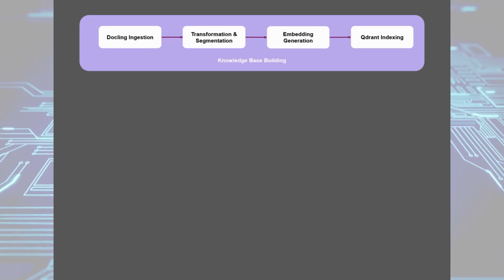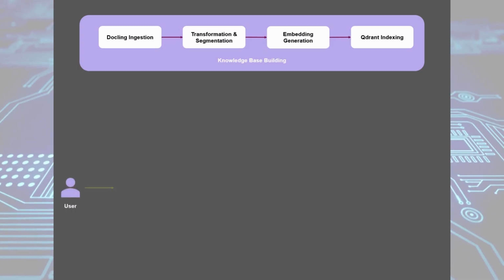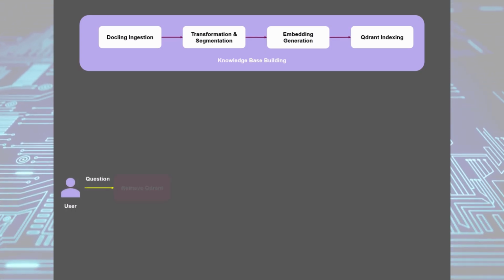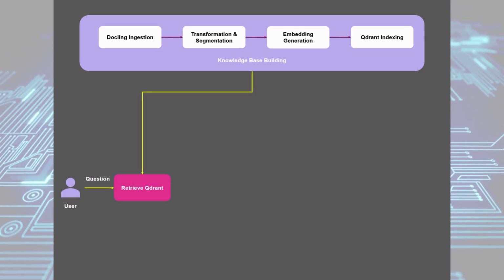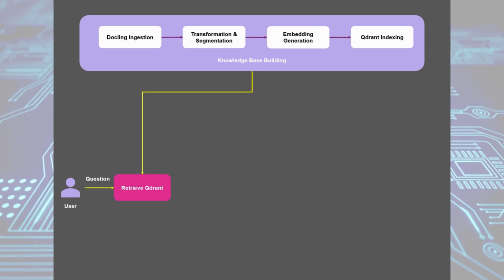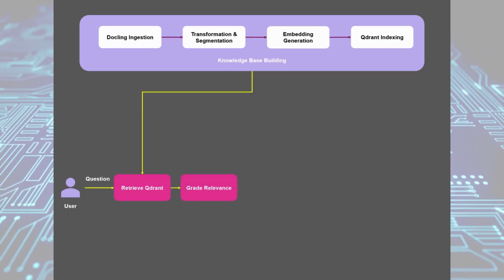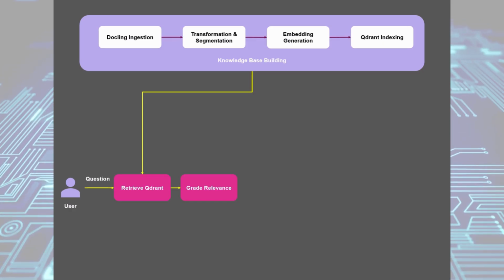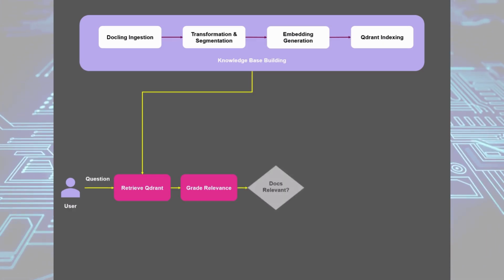Once the knowledge base was ready, the real-time question-answering process kicked in. It begins when a user submits a question. The system immediately performs the retrieve Qdrant step, scanning the indexed embeddings for the most relevant document chunks. These results are passed through a grade relevance step, evaluating how contextually appropriate each chunk is for the user's question.